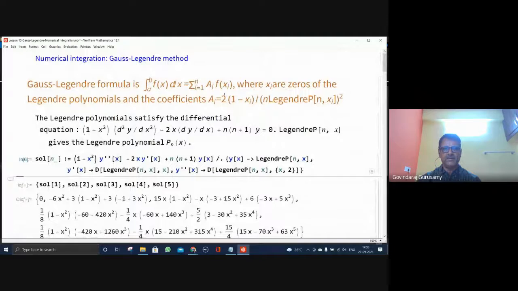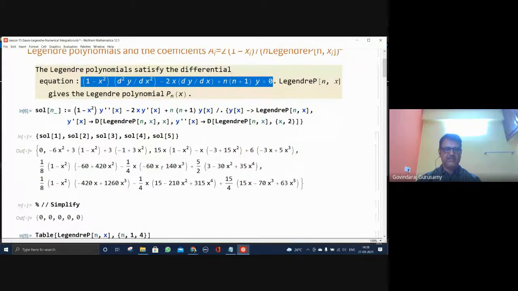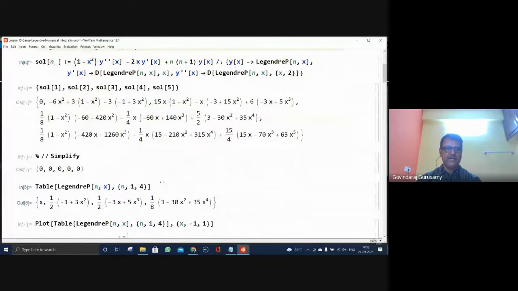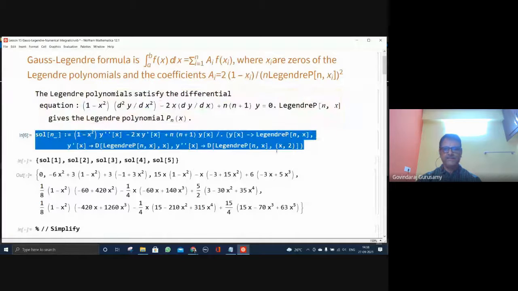By this process, you will learn what the special function, the Legendre polynomial, is, and what the corresponding differential equation and its solutions are. And you are going to find the roots of this Legendre polynomial, that is your x of i. That can also be found simultaneously. Now I have defined this solution.